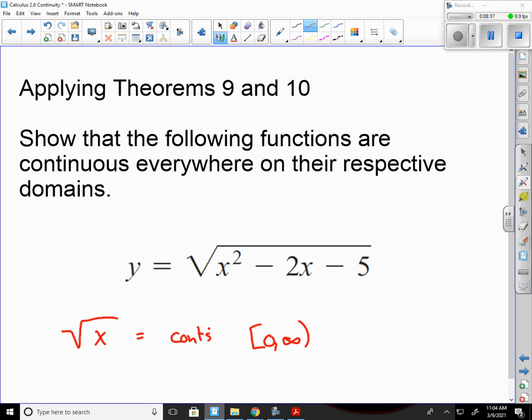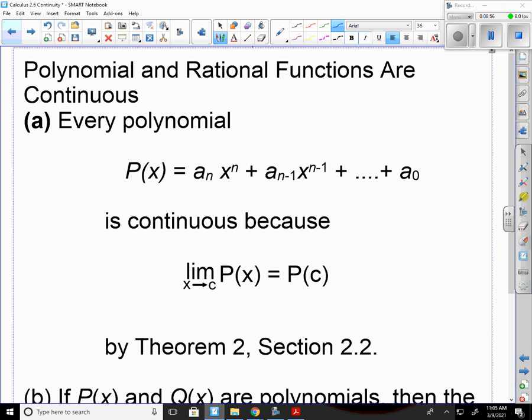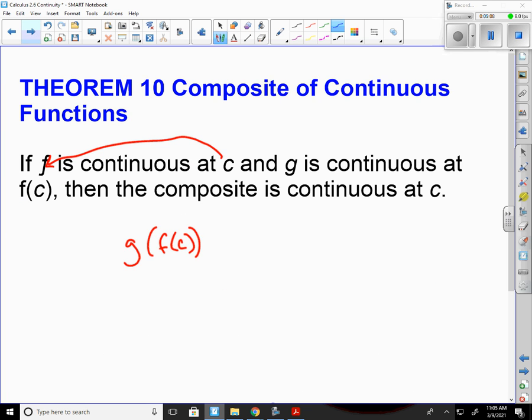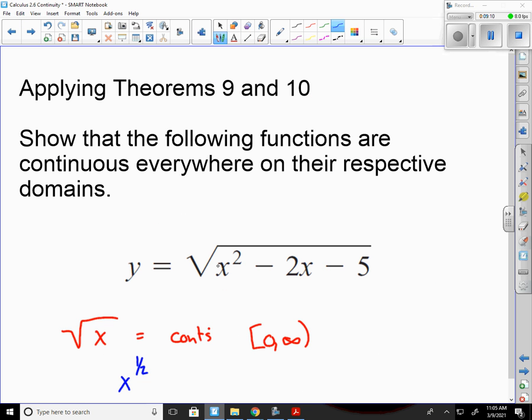Additionally, I know that this is true, that the square root of any number is good from 0 to infinity, because it's a rational power. Square root of x is the same as x to the 1/2, which means that this is a rational power, which comes back to my r over s. Function raised to the r over s. R is an integer, s is an integer because it's 1 and 2. And so that's another reason that my square root function works.